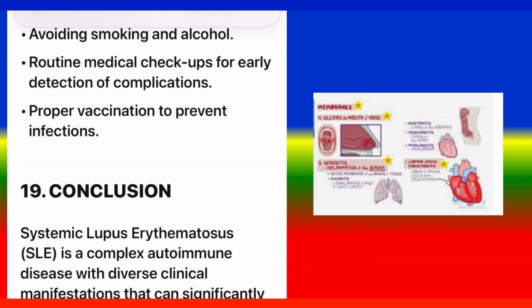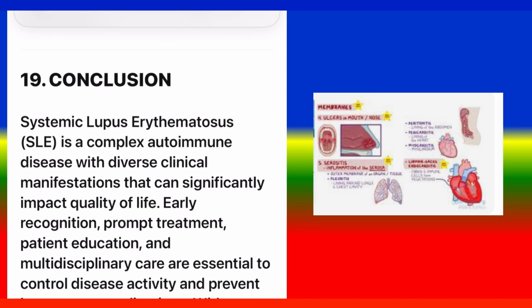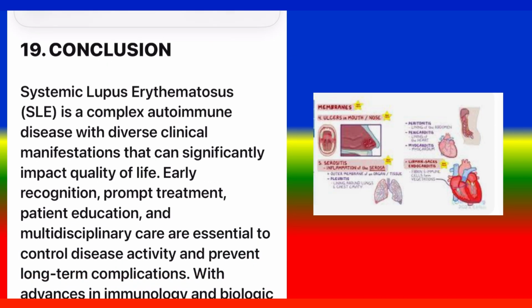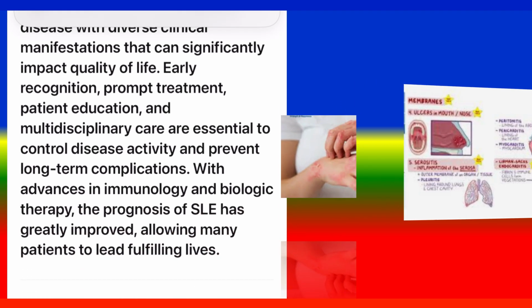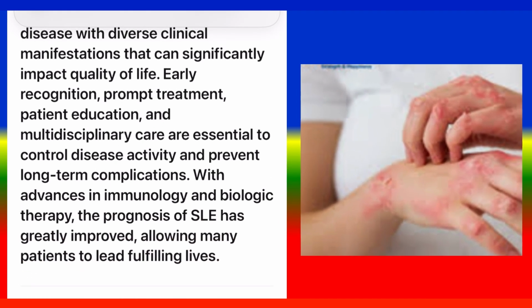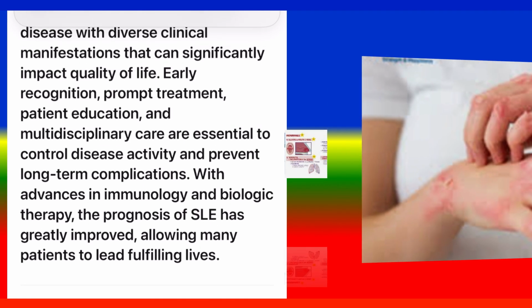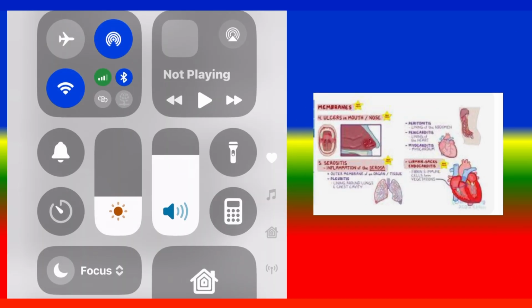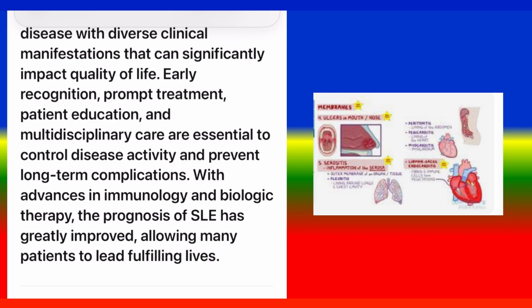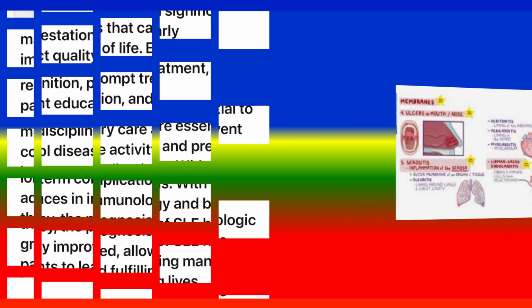19. Conclusion. Systemic lupus erythematosus, SLE, is a complex autoimmune disease with diverse clinical manifestations that can significantly impact quality of life. Early recognition, prompt treatment, patient education, and multidisciplinary care are essential to control disease activity and prevent long-term complications. With advances in immunology and biologic therapy, the prognosis of SLE has greatly improved, allowing many patients to lead fulfilling lives.